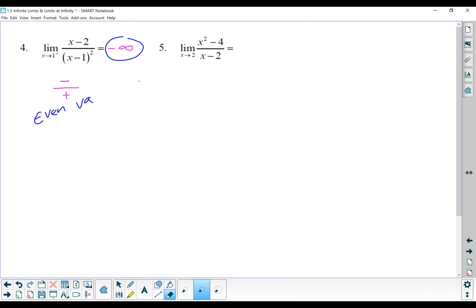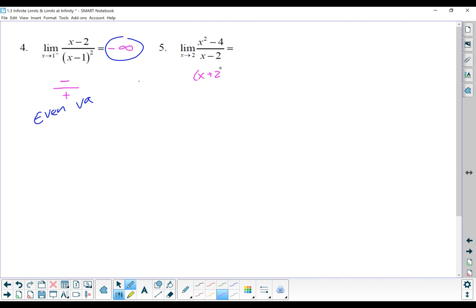All right, we've got one last one. Now, just because you see a number in the denominator does not mean that it's going to be a positive infinity or a negative infinity. So always start with direct substitution. Direct substitution here leads to 0 over 0, which is undefined. So we have to use another strategy.